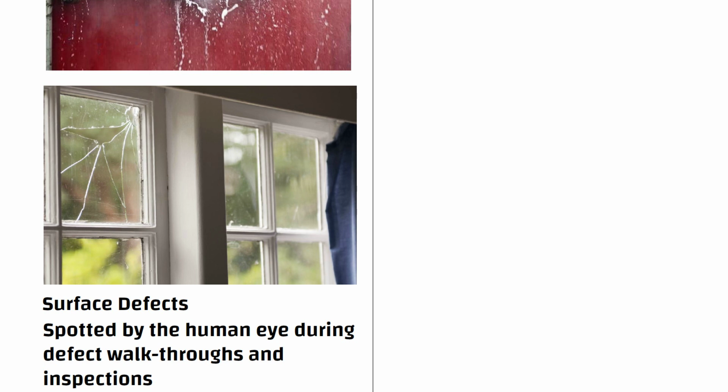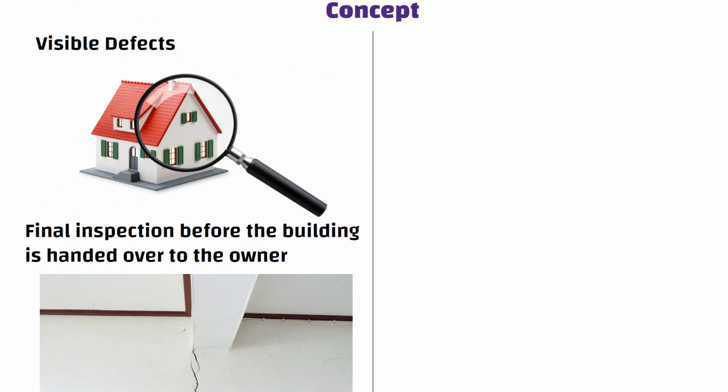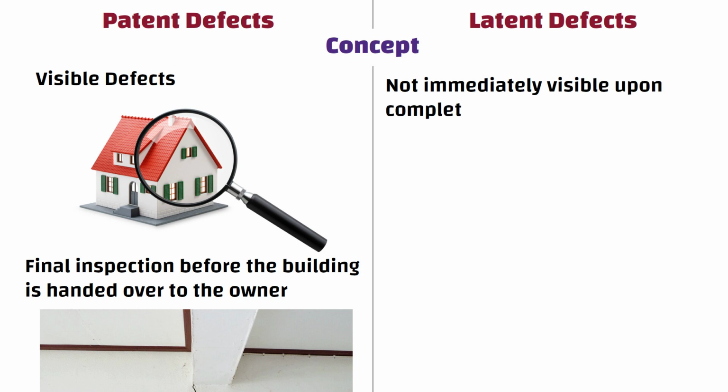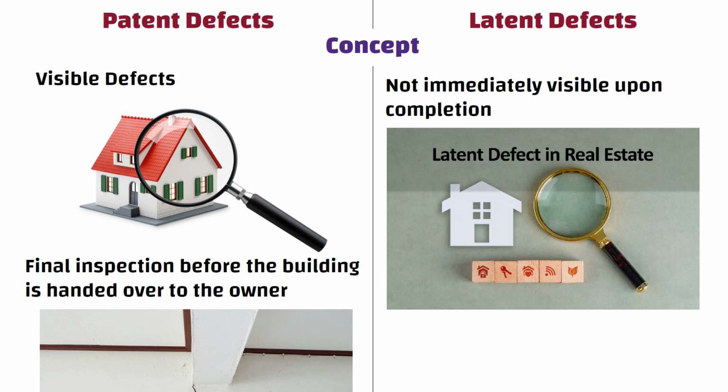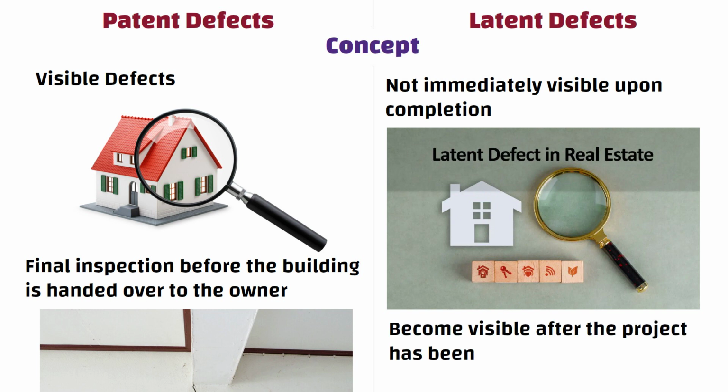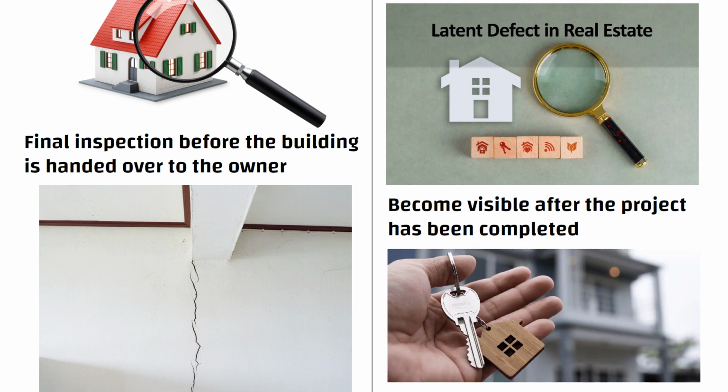On the other hand, latent defects are defects that are not immediately visible upon completion of the construction work. These defects can go unnoticed for a period of time and may only become visible after the project has been completed and handed over to the owner or end user.